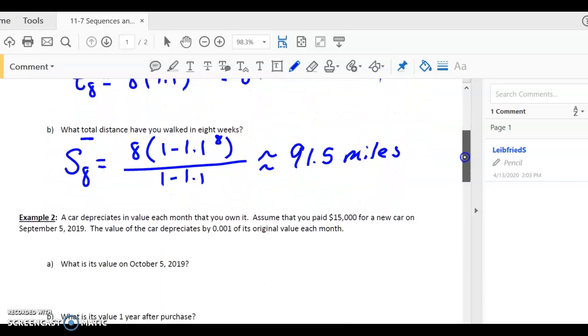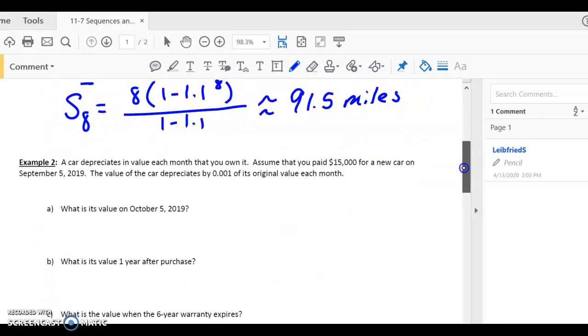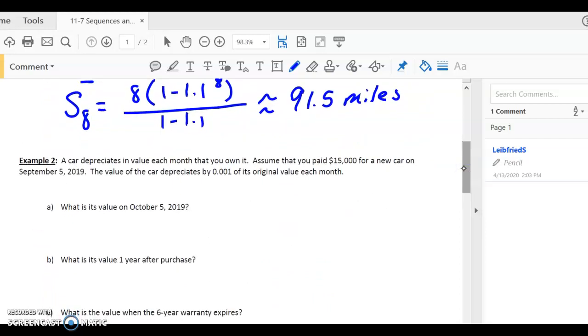Let's move on to example 2. A car depreciates in value each month that you own it. This is an interesting word, but it's a very important word as you move through life, because as you buy cars, hopefully all of you will have a car someday. Your car is going to lose money from the day that you buy it to the day that you sell it or trade it off. So let's assume that you paid $15,000 for a new car. When I say new, I mean probably used car, but a new car to you.